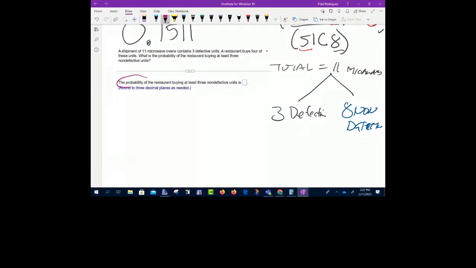Y'all, we are looking for probability. We have 11 microwaves, and this restaurant is going to choose 4 of them, okay? So y'all, I've always found it easier if I do my denominator first, okay? Because my denominator kind of gives me the big picture. There's 11 microwaves. The restaurant's going to buy 4 of them. So 11, we're going to choose 4.